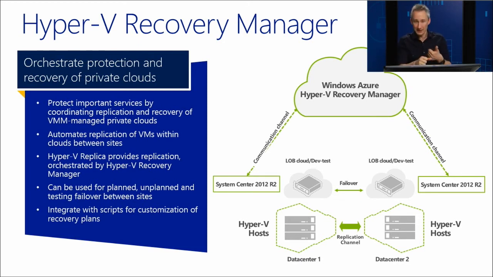So it provides replication, it uses Replica as the engine, but Hyper-V Recovery Manager orchestrates the setup. And it allows me to define things like plans, like a series of steps. So for instance, you may want a group of VMs to fail over first. Then you may want to run a custom script that you've written that you upload into Hyper-V Recovery Manager, and it executes that as the next step. Then it waits for somebody manual to do something like flick a switch. Then it fails over the next set of VMs in a certain order. It orchestrates all of that for planned, unplanned, and even testing failover between sites.